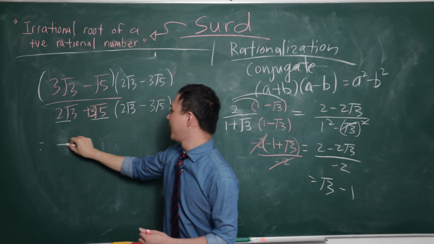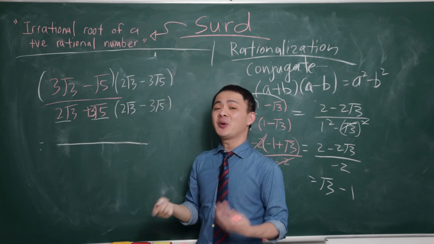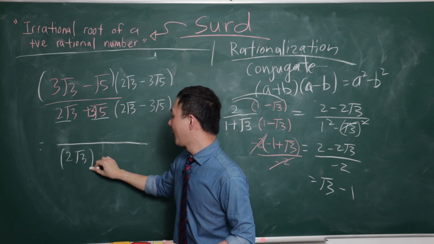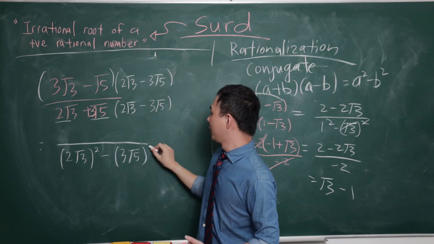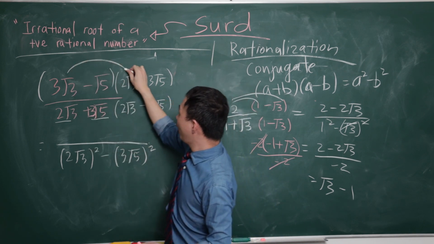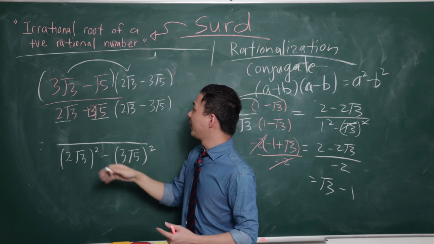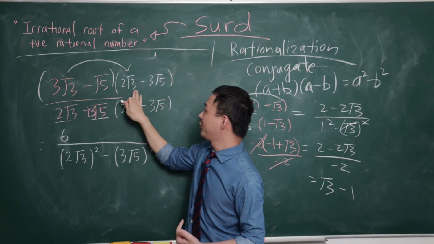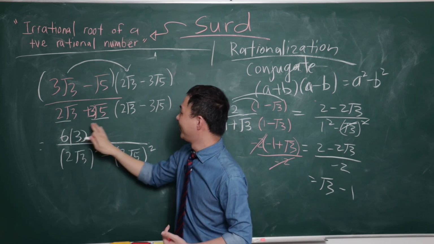Okay, we solve the denominator first. A plus B multiplied by A minus B, what you will get is A square minus B square. And then on top, I will just multiply one by one. So 3 times 2 gives me 6, and square root 3 multiplied by square root 3 gives me 3. This is a bracket, not a 1.